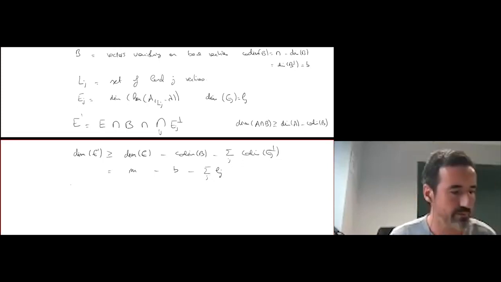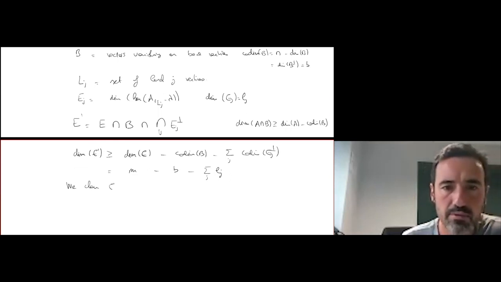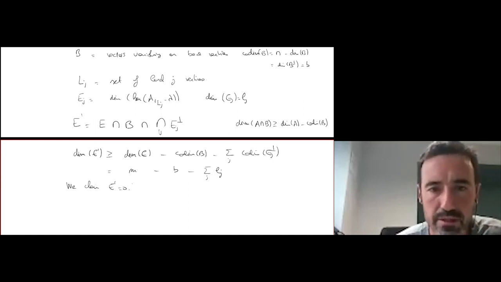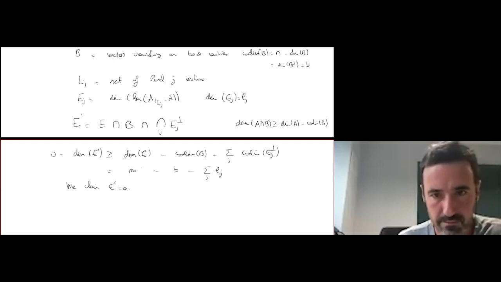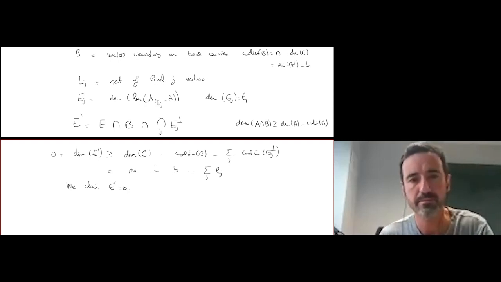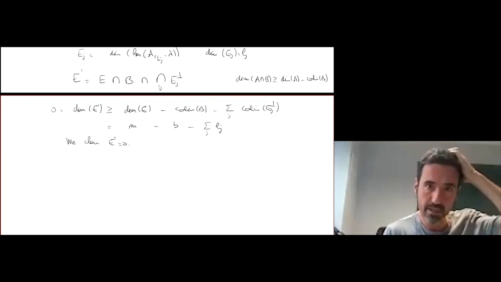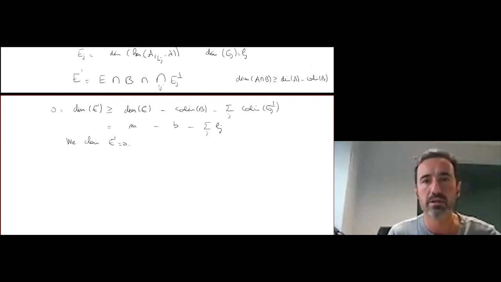So the lemma follows if we prove the claim that E prime is 0. Once we have proved that E prime is 0, it will imply the requested inequality on the multiplicity. So what we have to prove is that an eigenvector which vanishes on bad vertices and which is orthogonal to all these Ej's should be 0.